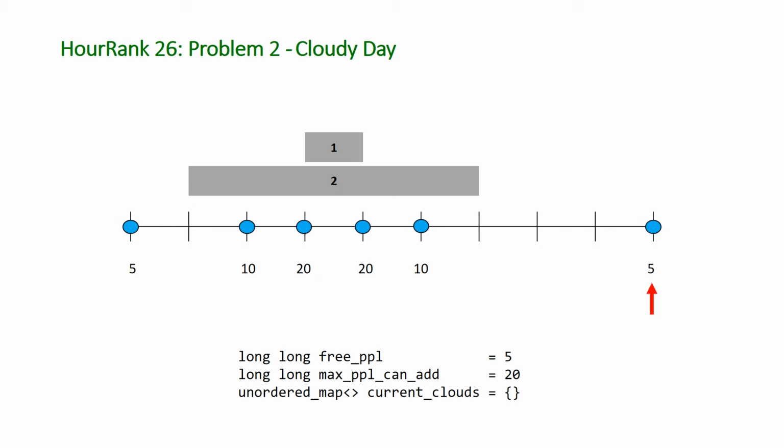And then finally, once we get to the end of our horizontal line, we no longer have any clouds in our map, so we are going to do a plus equals to free people. And then at the end of this, all we're going to do is return free people plus max people can add. So let's take a look at the code.